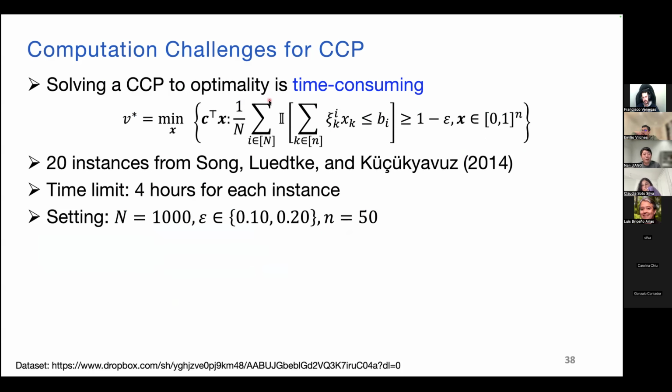Solving the chance constraint programs to optimality is very time consuming. Previously I used 3000, but right now I just use 1000 cases to convince you. Each instance I'm going to solve for 4 hours, and this is a single chance constraint program, not a joint chance constraint program. Epsilon is 0.1 and 0.2, and we have 20 instances in total. After 4 hours, we check how many instances we can solve to optimality.